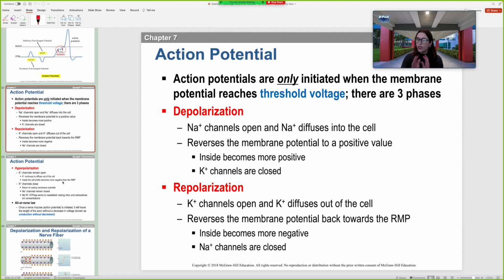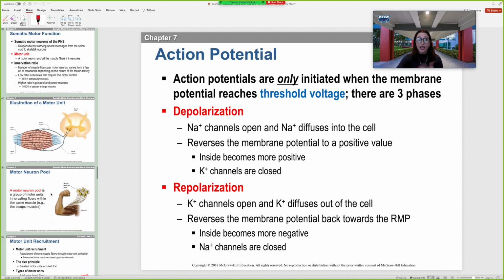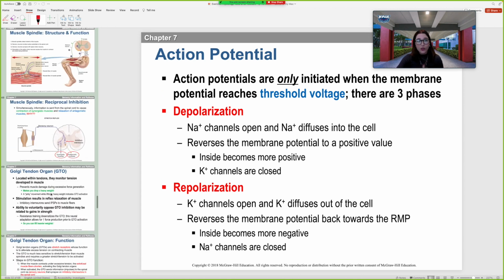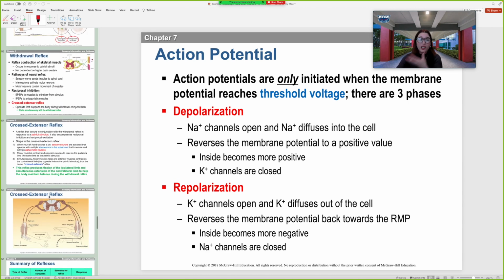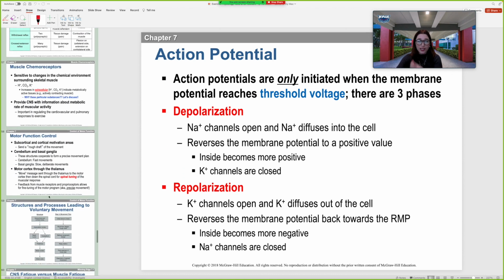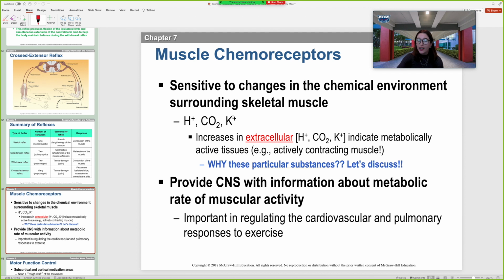We have that sodium-potassium pump that kicks in and puts everything back into place, but when we're doing something like heavy exercise, sometimes that sodium-potassium pump just can't fully keep up. So we start to accumulate potassium on the outside of the cell, okay? So that is why chemoreceptors respond to potassium as well.